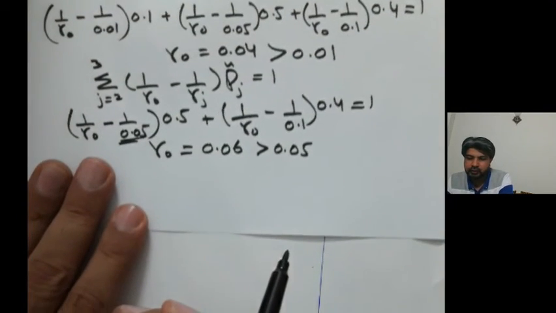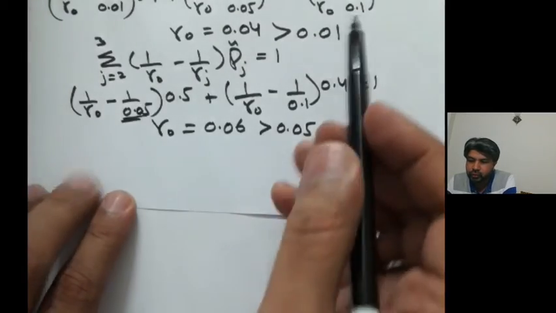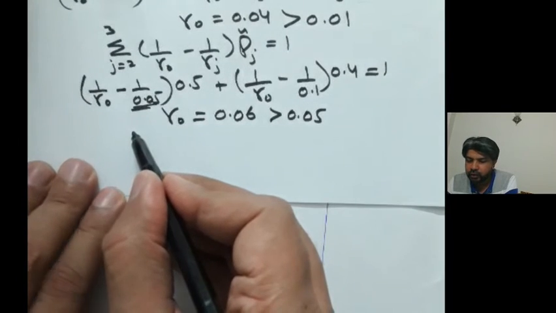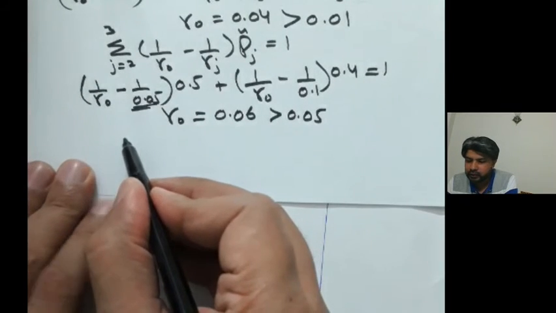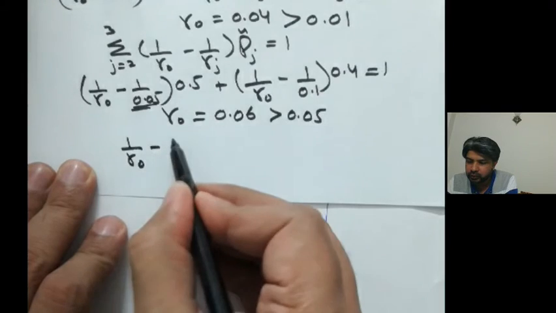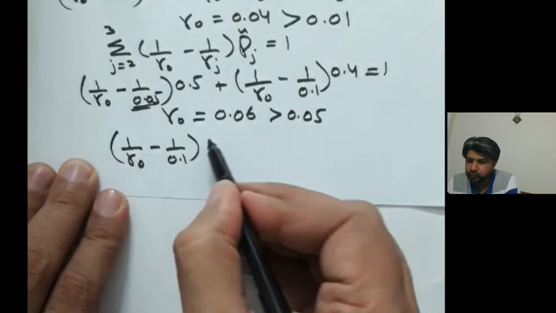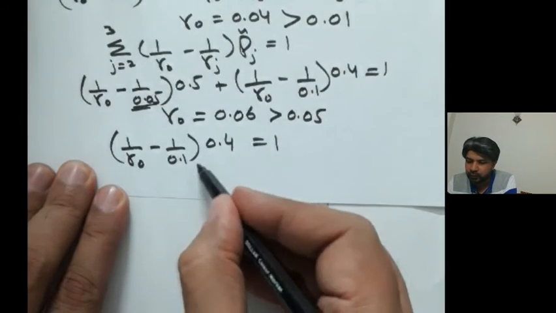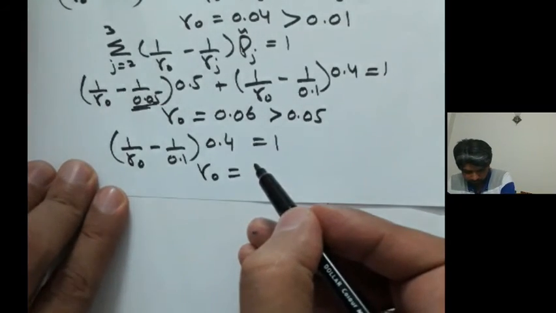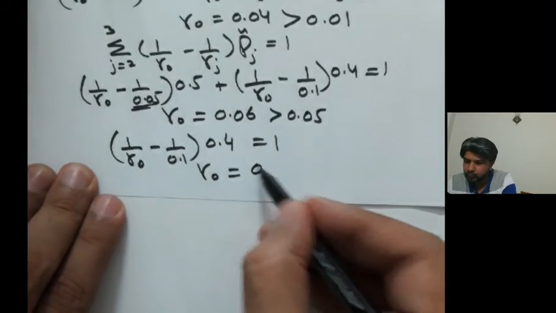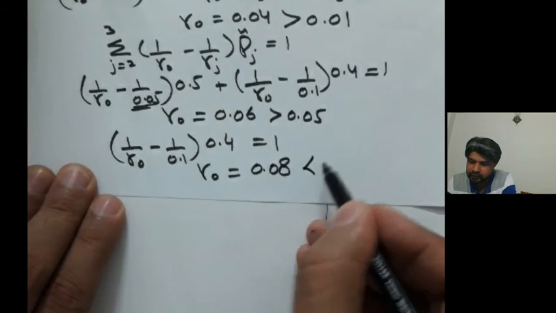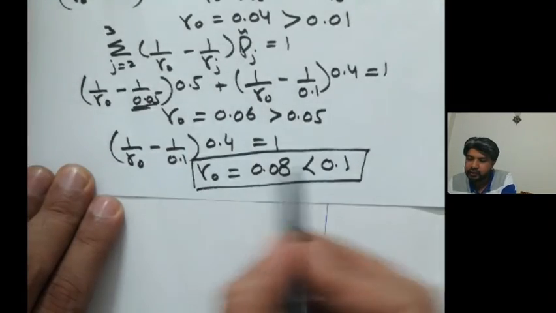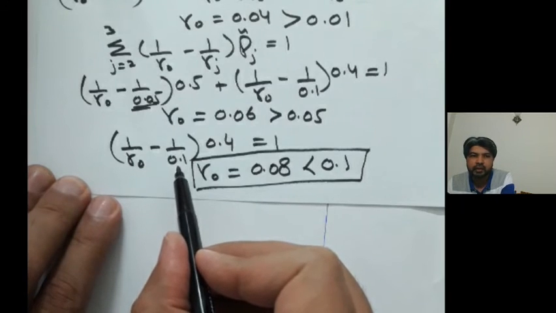So the last step is to use only one state, which is 0.1. So let's see what happens. Now if we use only the one state, 1 over gamma naught minus 1 over 0.1 times 0.4 must be equal to 1. And now if we compute gamma naught with this, gamma naught turns out to be 0.08, which by the way is less than 0.1. So now this would work. Now this gamma naught is less than 0.1, which is your state.